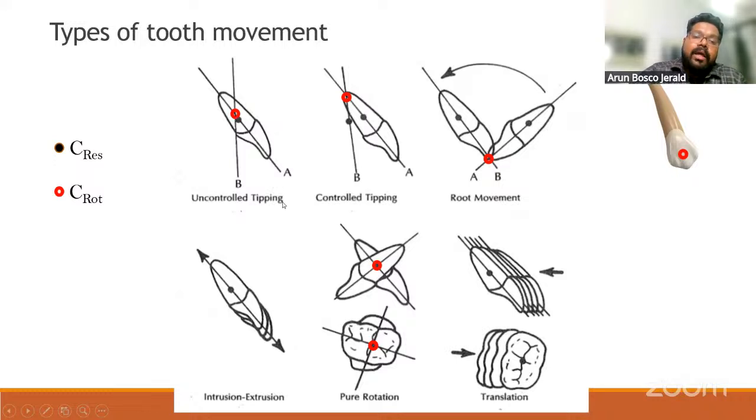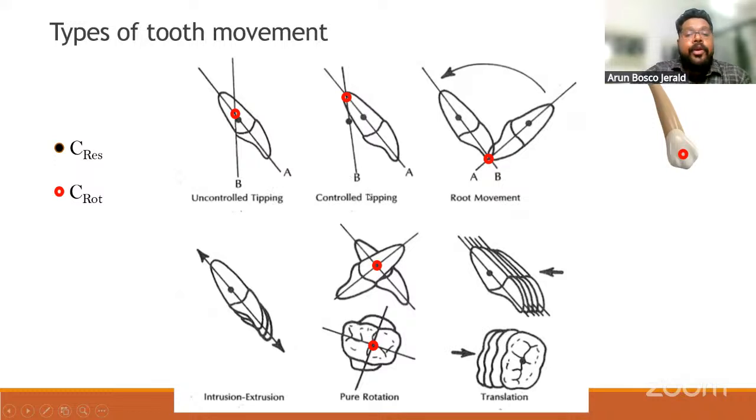Okay. So in uncontrolled tipping, there will be increased movement of the crown and the root in opposite directions. So if you give some amount of force to the tooth and the crown and root are both moving in opposite directions, then it is called uncontrolled tipping. And please learn that in uncontrolled tipping, the center of rotation will be near to the center of resistance. The black dot denotes the center of resistance, and the red dot denotes the center of rotation. So in uncontrolled tipping, both will be nearer. So the center of rotation will be near to the center of resistance, and it is termed uncontrolled tipping.